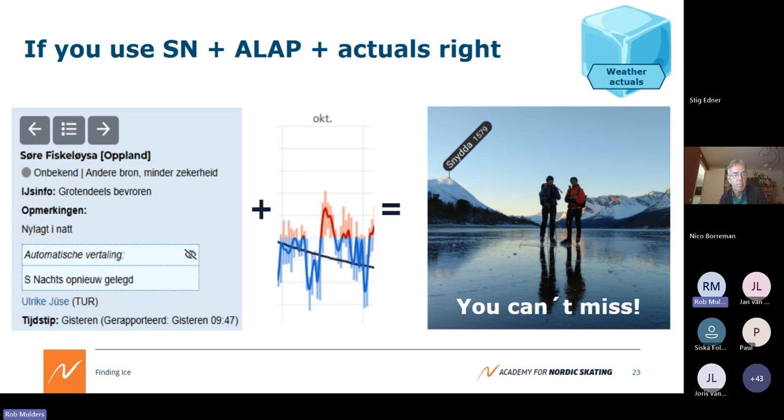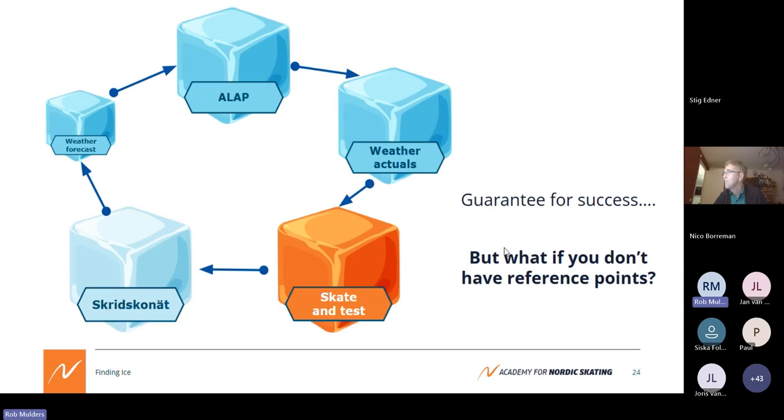But if you force yourself to skip the forecast, use the actuals, and do it as late as possible, then the chance that you miss this beautiful black ice here, this is an old picture of course, but this is on Kjevilvatnet in Norway, is small. So we are now already in this cycle with 5 tools, and this is a guarantee for success.